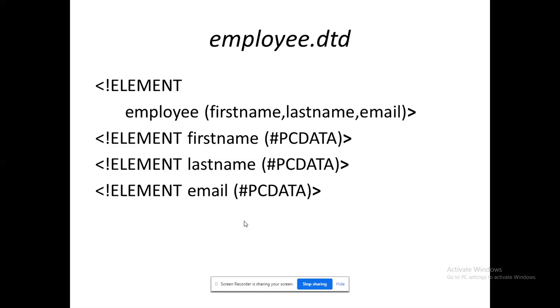Using the element tag, which should be prefixed with the exclamation mark, the employee is the root tag. The subtags are first name, last name, and email. What are all the data types I'm going to use? First name, last name, and email are PCDATA, parsable character data type. This is the data type that I'm going to use. So everything has to be defined in the employee DTD.